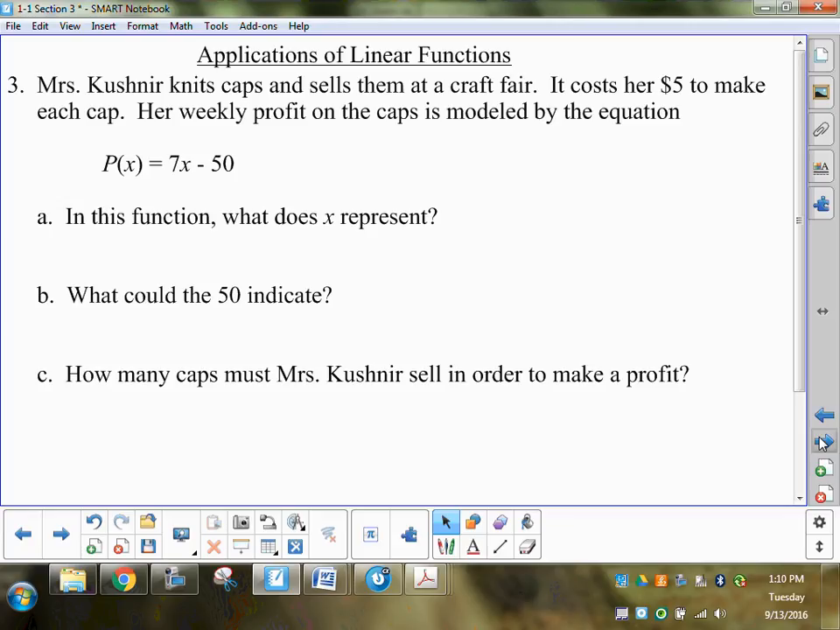Taking a look at what's there, this person is selling hats. It costs them $5 to make each one. The profit is modeled by that equation. Based off of what's given, Christina W., what does the X represent?